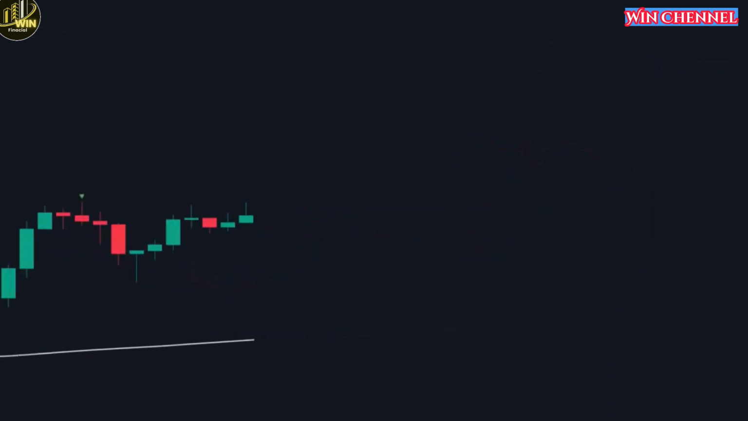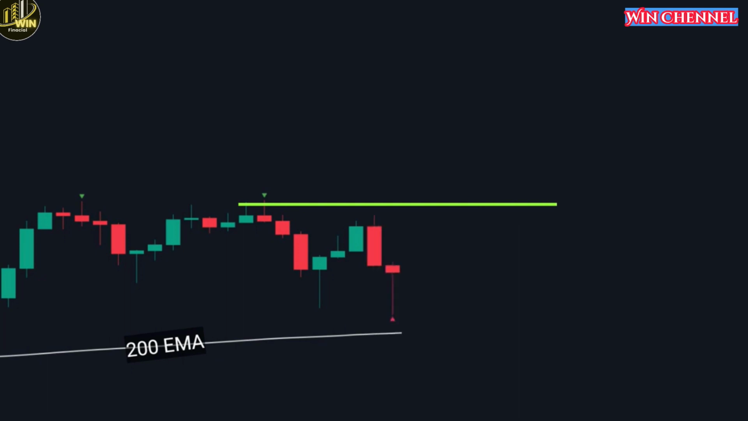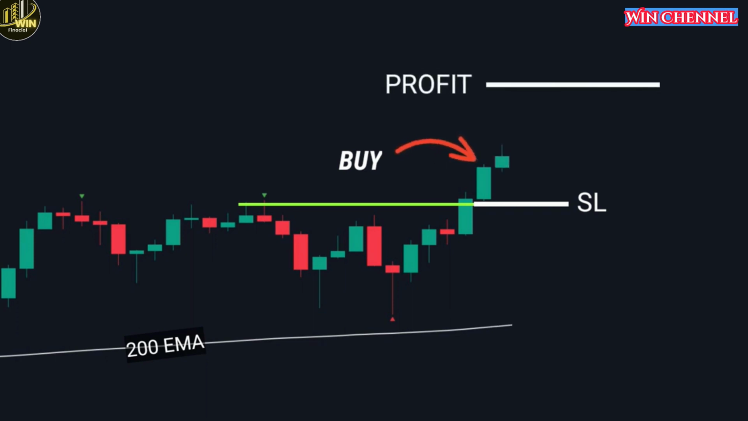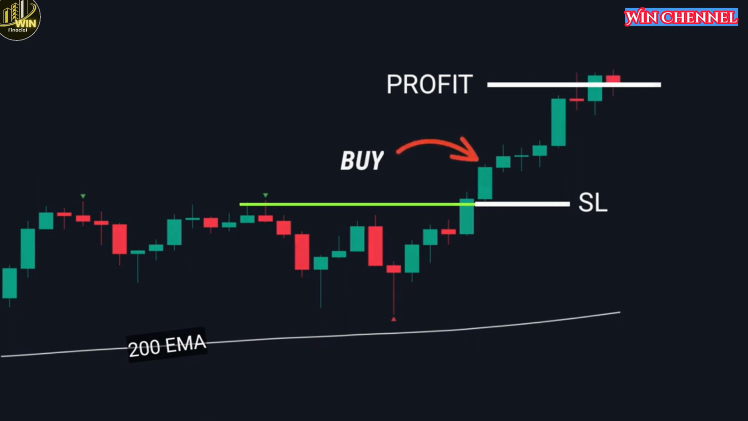So here's an example of the strategy in action. In this chart we can see that the price is above the 200 exponential moving average. And so you want to look at the latest top fractal that appeared. Next, you wait for a candle to close and break out above the top fractal. Once this happens, you take a buy position. Next you place your stop loss below your entry candle, and set your profit target at 1.5 times your stop loss. And as you can see, the price hits our profit target, so this counts as a successful trade.